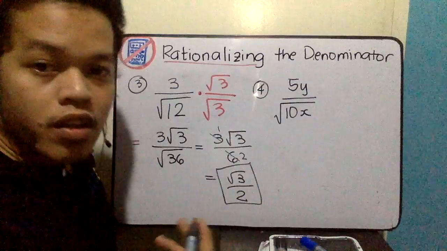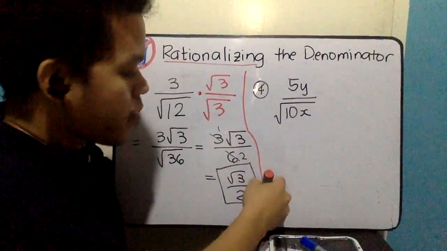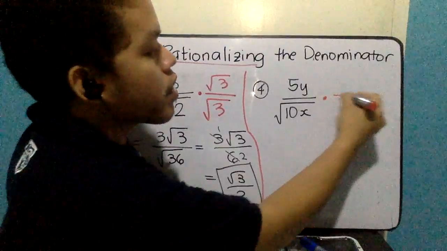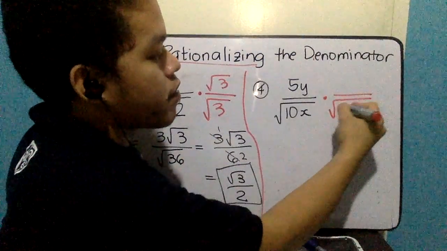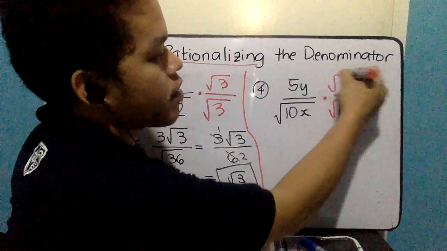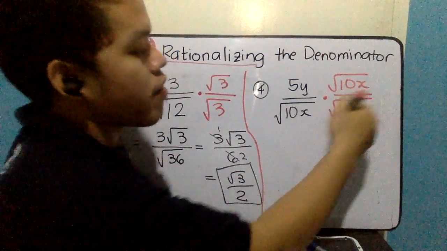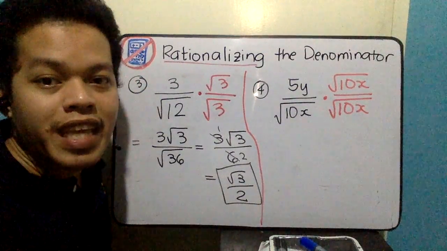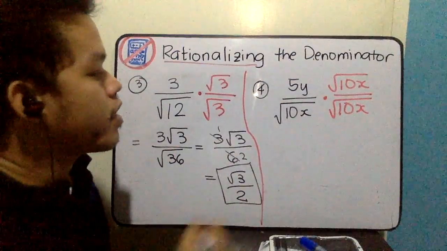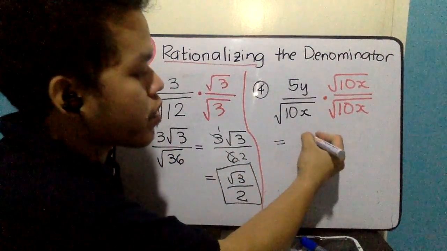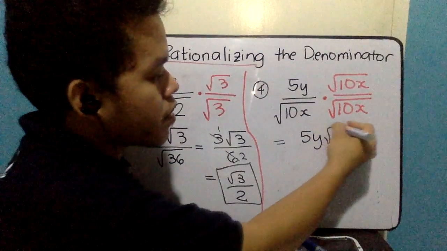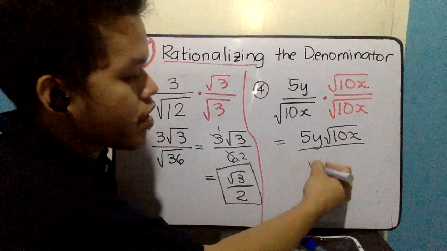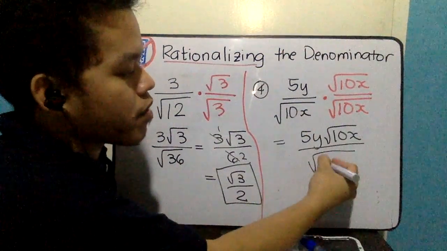Okay, in number 4, all you have to do is to focus on the denominator. And the denominator is square root of 10 over x. The usual way, we can always multiply this by the variable or by itself. Okay, just remember that whatever you multiply to the denominator, you will also do the same thing in the numerator to maintain the value. So, in this case, we can multiply 5y times square root of 10. Of course, we cannot combine them, but we can actually write them as factors. All over, when you do this, that will be the square root of 10 times 10 is 100.